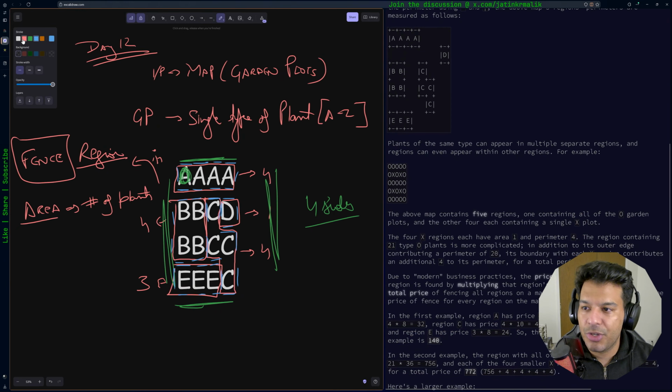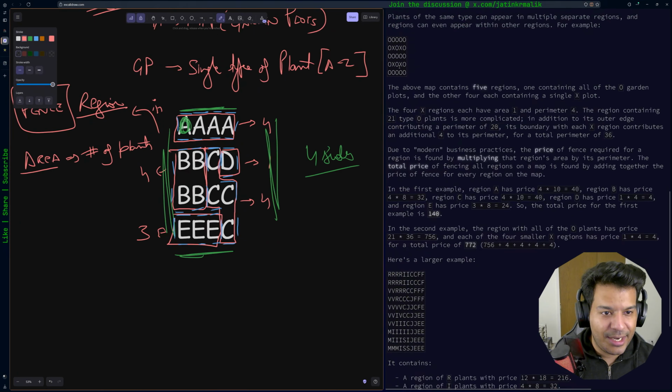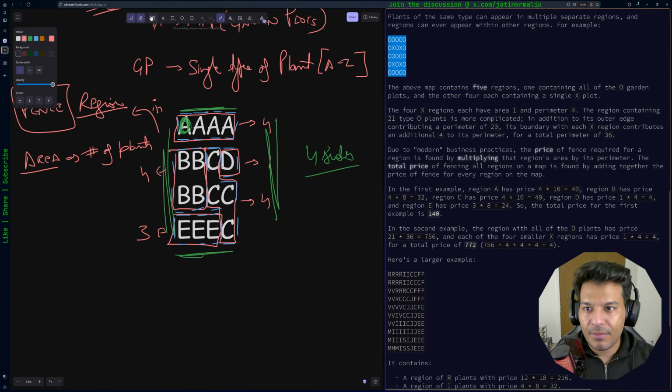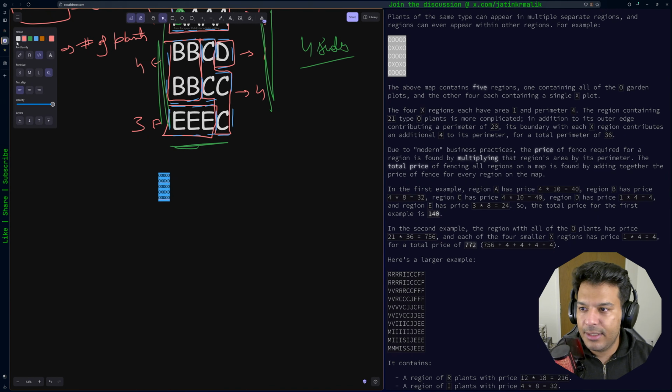This is a large question. Plants of the same type can appear in multiple separate regions, and the regions can even appear within other regions. Oh, so this gets complex. For example, we are given the above map. Let's get this here so that we can evaluate that, and we'll make this a little bigger.